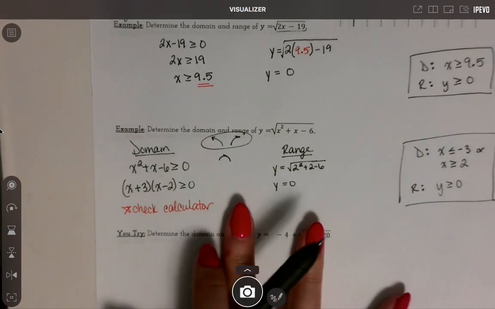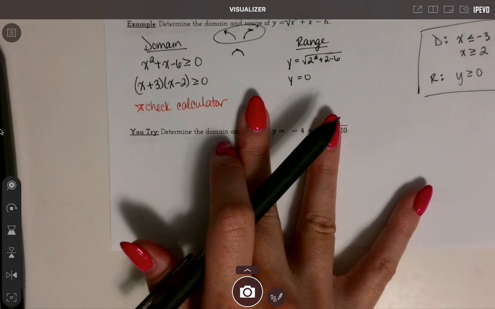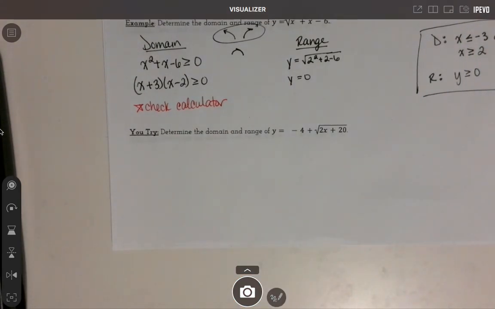So the last one, I want you to pause the video and try it on your own, and then when you're ready, you can start the video again.